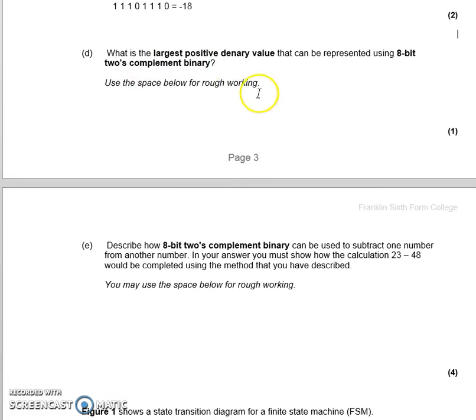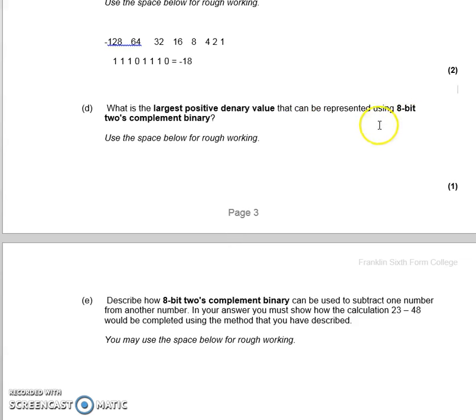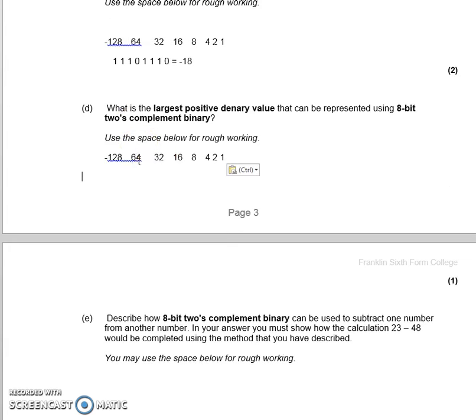Next question, what is the largest possible denary value that can be represented using 8-bit 2's complement binary? Let's take these column headings again. If we have a 1 here, it's going to be a negative number, so that needs to be a 0 for it to be a positive number, which means that will be the largest positive number, which is 1 less than 128. So the answer is 127.